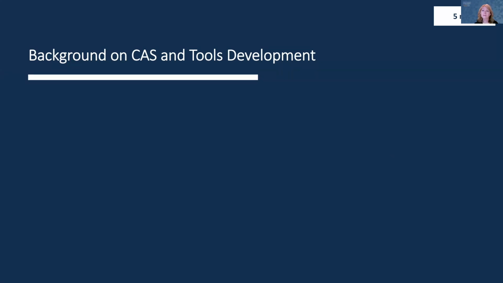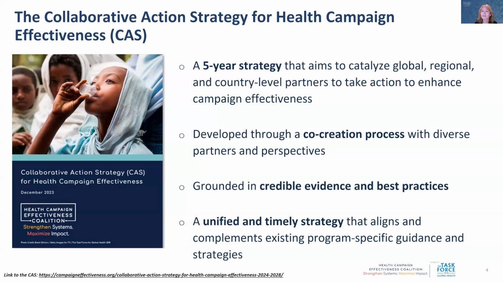And good time to give you a quick overview for many of you that don't know about the Collaborative Action Strategy. So the Collaborative Action Strategy is the HCE Coalition's 5-year strategy, and it's designed to guide global health organizations, partners, governments to a future state where health campaigns collaborate effectively with each other and with the corresponding health services to maximize impact and efficiency.